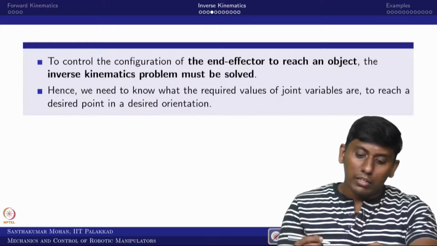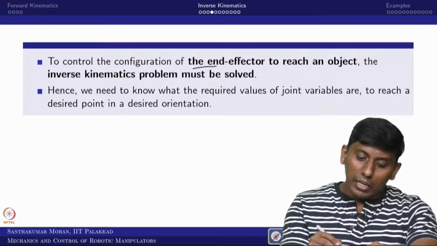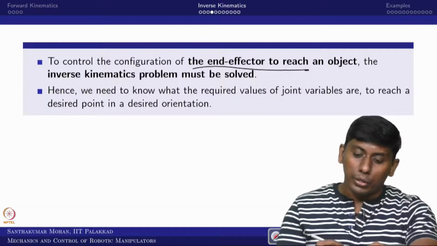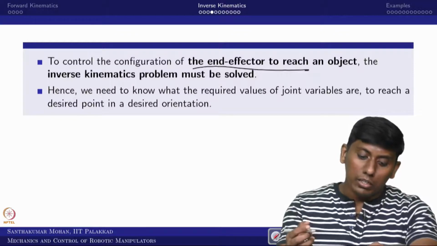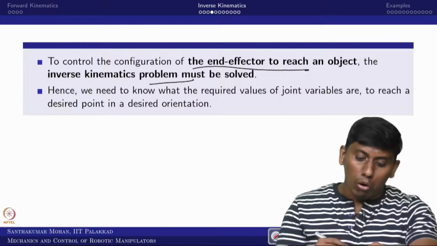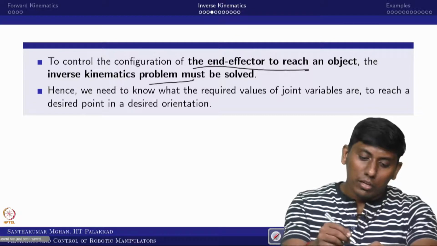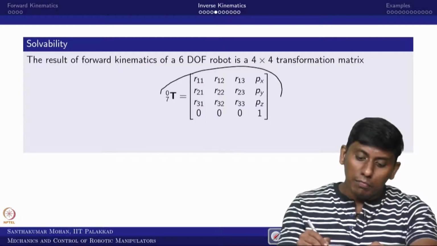So, for that, what we are trying to reach is the end effector, okay, the end effector reaching an object. So, this is supposed to be solved. There are several questions that will come. What are the questions? So, this is the final matrix.